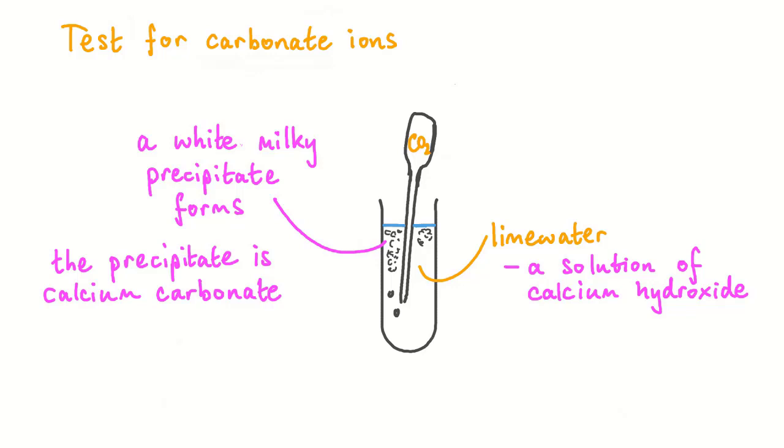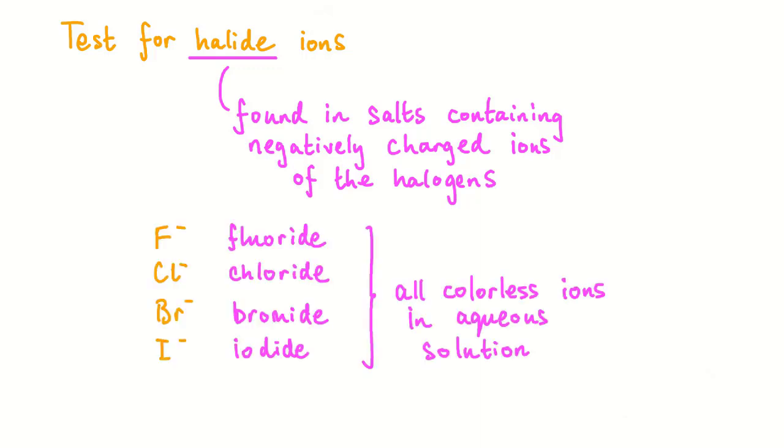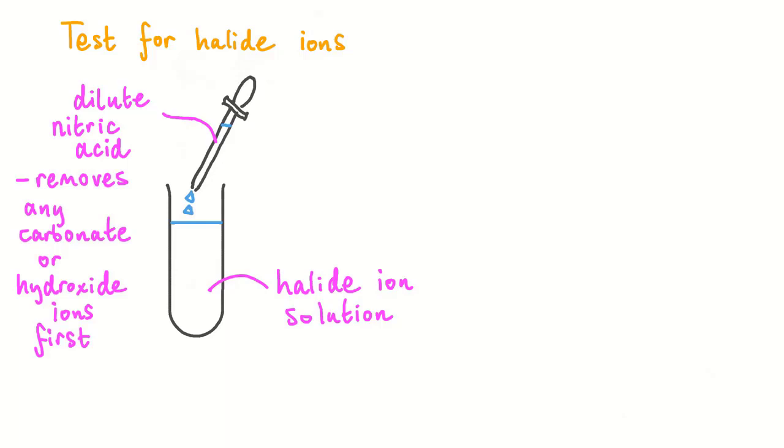Halide ions are found in salts containing the negatively charged ions of the halogens. Although halogens may produce coloured solutions in water, the halide ions are all colourless. To test for halide ions, we must first acidify the test solution with dilute nitric acid. This step is done first to remove other ions that may be present, such as carbonate ions and hydroxide ions. If present, these ions will give a positive result in the second part of the test, which would be misleading.